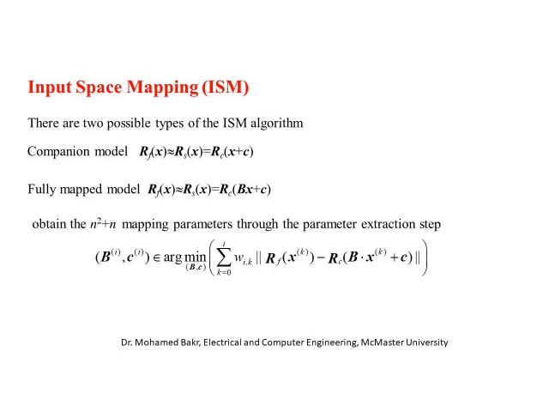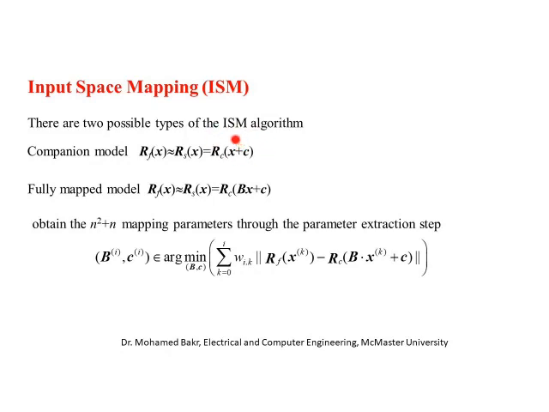The first type of these algorithms is called input space mapping. Input space mapping means we are going to change the parameters sent to the coarse model such that it creates a surrogate of the fine model. So this is what's happening here. When you send a vector x to the fine model, you get Rf of x. We would like to get the same response from the surrogate model. But in this case, which is called the companion model case, we have to add a vector c to x before calling the coarse model.